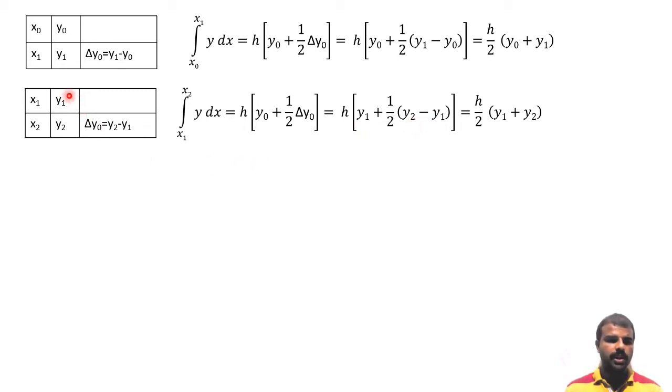The idea is very simple. Just assume that here it is some 3 and here it is 5. Then what is the first difference? 5 minus 3. If it is some a here and b here, then it is b minus a. Correct. So if it is y2 and y1, obviously it is y2 minus y1. That's it.